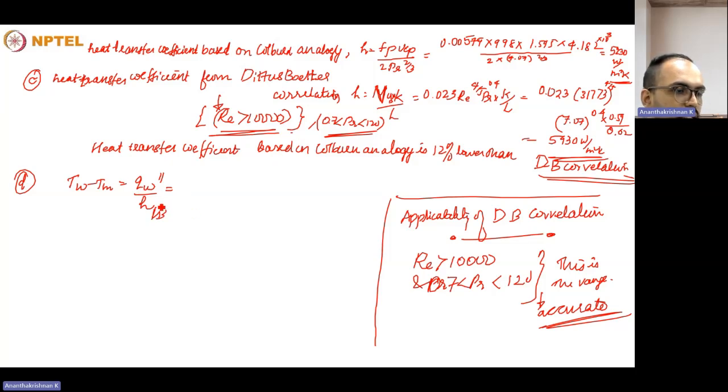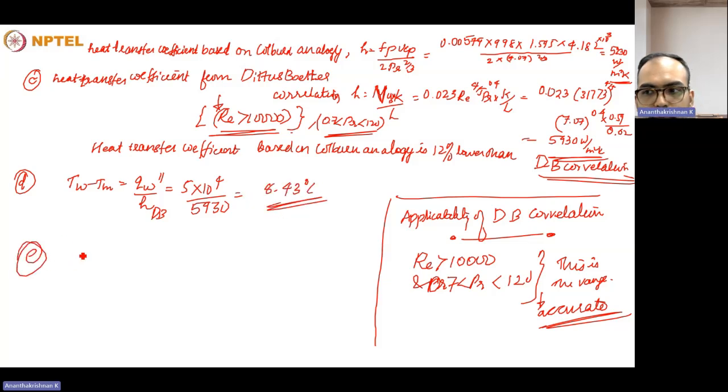So we can calculate the value of the temperature difference. Heat flux is given in the problem. It is 5 into 10 power 4. Heat transfer coefficient is 5930, and you'll get the temperature difference as 8.43 degrees Celsius. And the last part of the problem, we need to calculate the temperature increase in the longitudinal direction, the temperature variation in the longitudinal direction of the fluid.